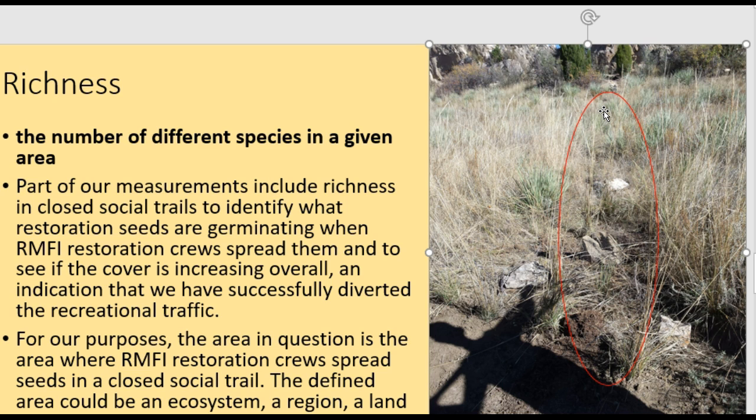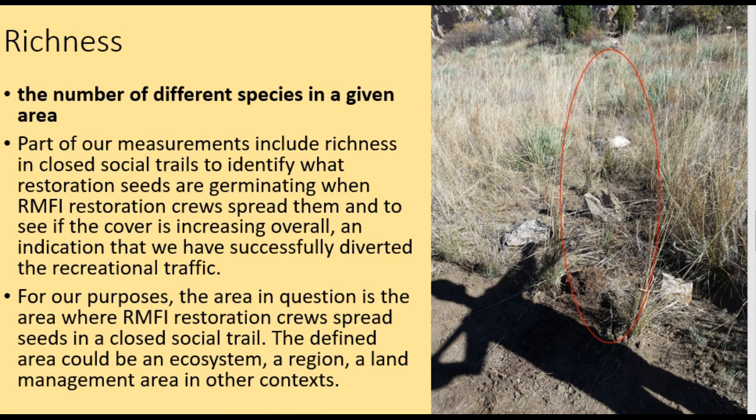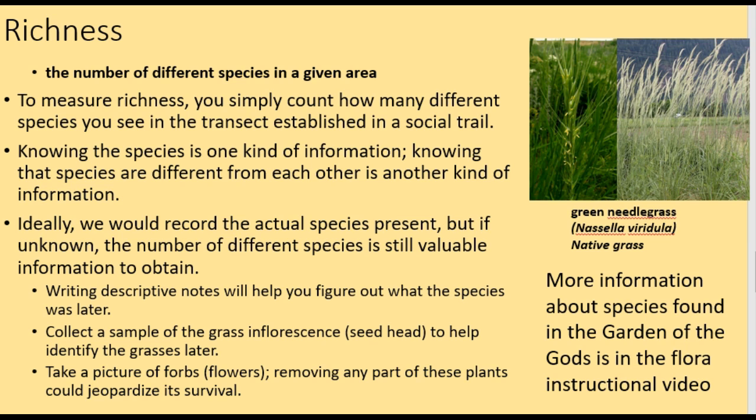And so we want to know which seeds are germinating and which are succeeding in this context, because the seeds are expensive. And we want to have the greatest success in the shortest amount of time. The faster we can basically make the trail disappear on the landscape, the faster we're going to stop the recreational impact. So richness is the number of different species in a given area. To measure richness, you simply count how many different species you see in the transect established in a social trail.